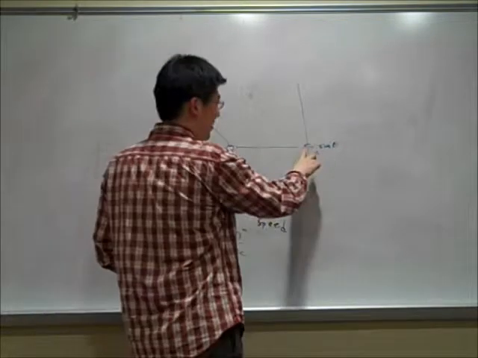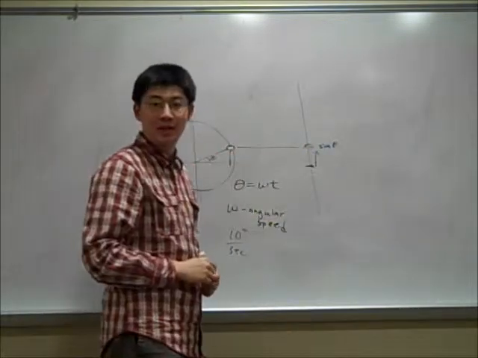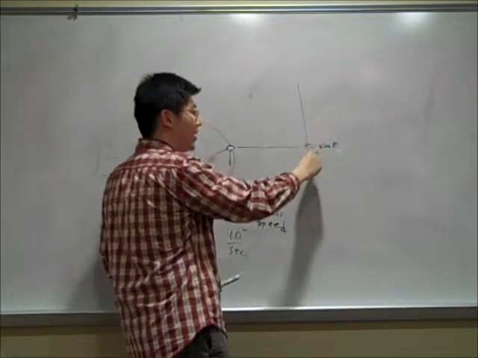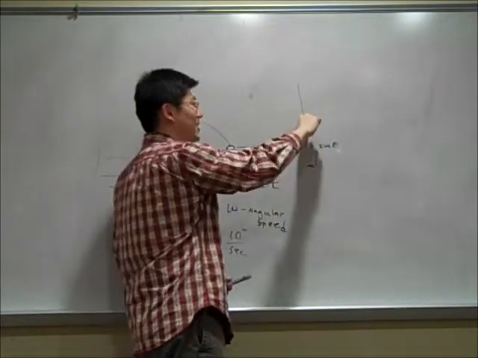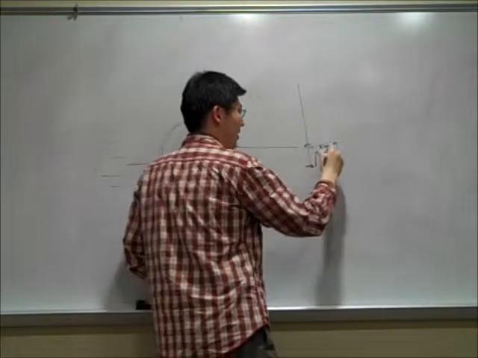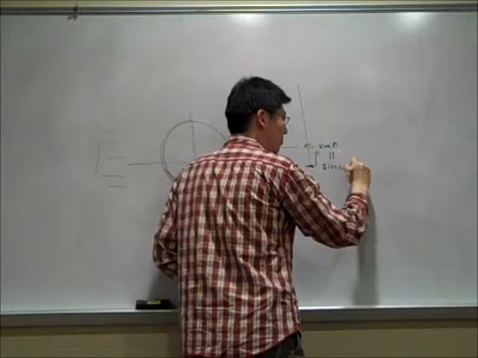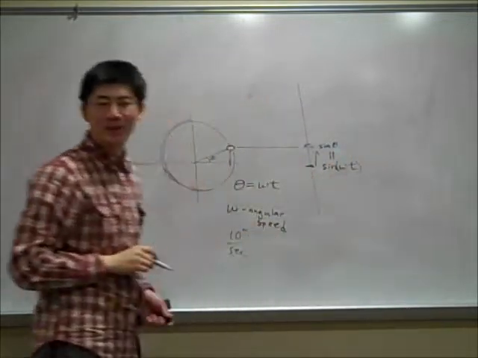Then we said the position of the bead on the wall was sine of theta. But we don't want it in terms of theta, we want it in terms of time. Like, where is this at 2 seconds? Where is this at 3 seconds? Then we just substitute in omega t, and so this graph becomes the sine of omega t.